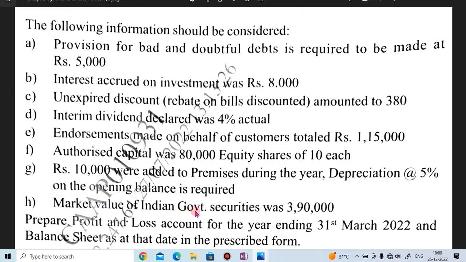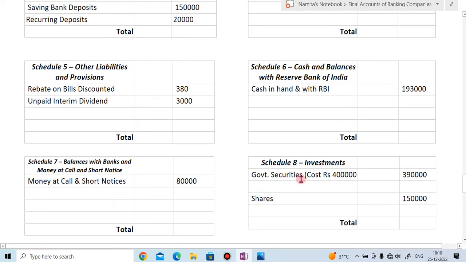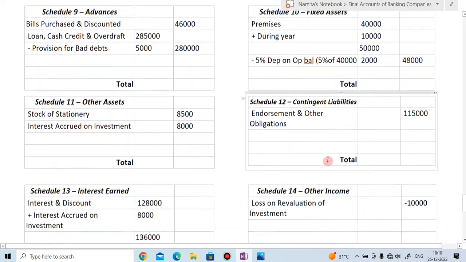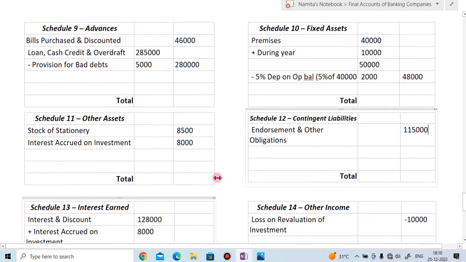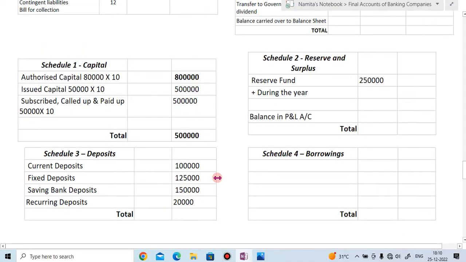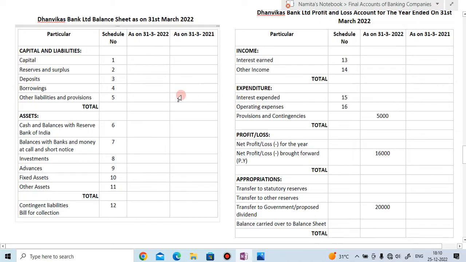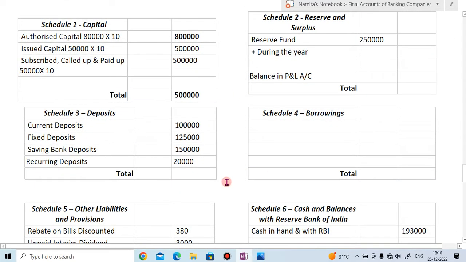Next is what? Market value of the Indian government security, 3,90,000. We have already solved it in the investment only, and the second effect of that loss we have given in other income. So now we have completed all the entries of these schedules. Okay, we have posted. Now we have to close the schedules. Then we have to close what? Profit and loss account and balance sheet. Before that we have to close the schedules.